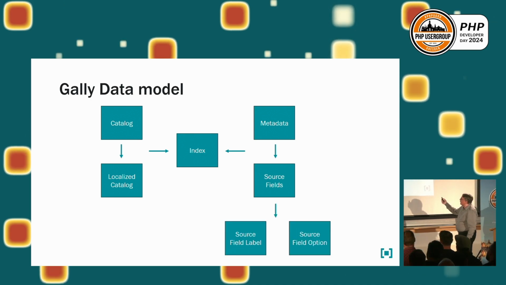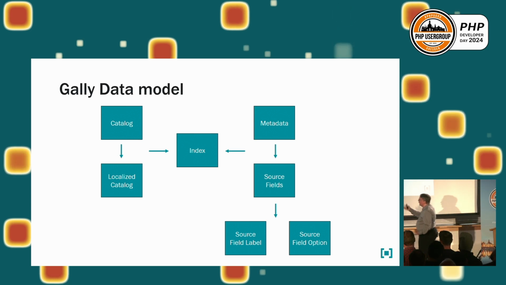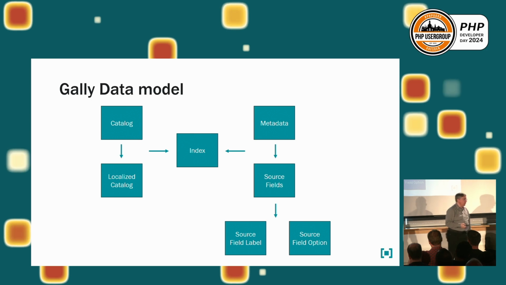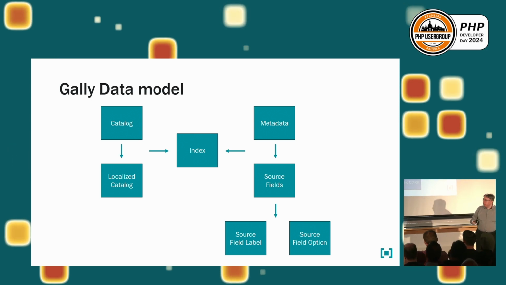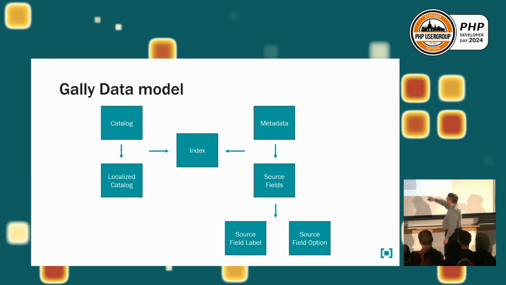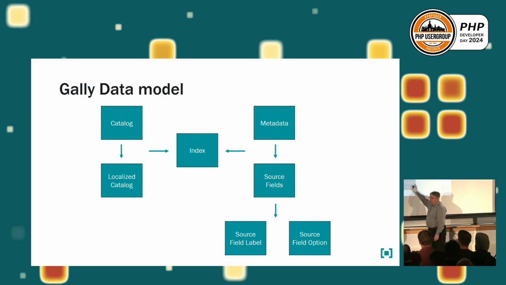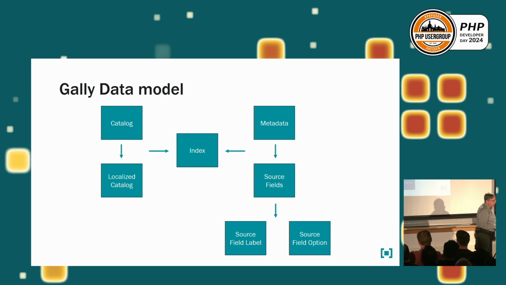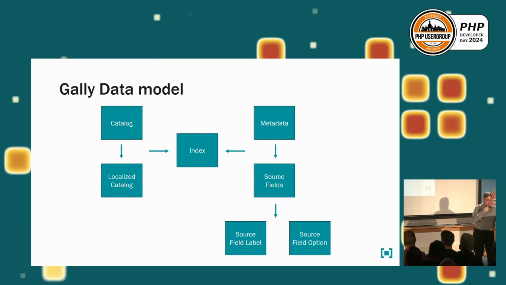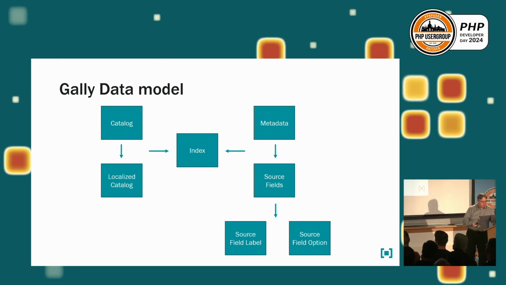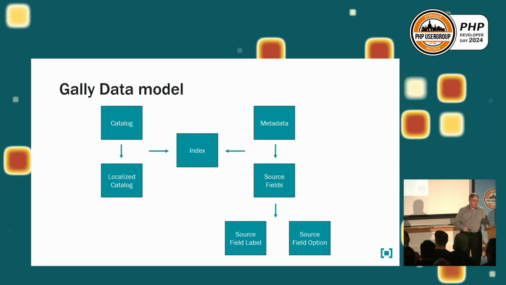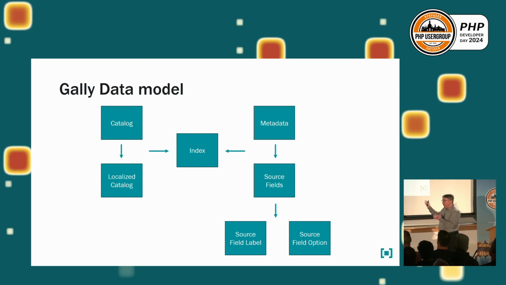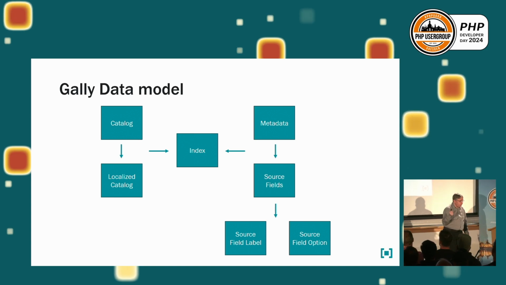Now, a source field can have a field label, obviously then localized in all the different languages that you want to support. And if a source field is of type select, you also need to define all the different options that should be available. So you can't push anything in there that Galley isn't aware of. Having said that, let's have a look at the API endpoints and calls that we need to make to prepare everything and push data into Galley.